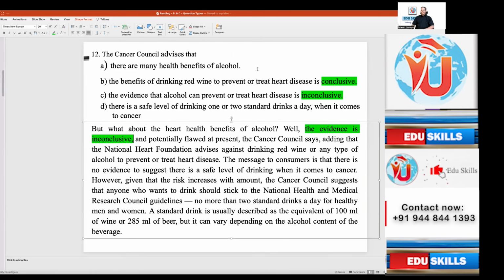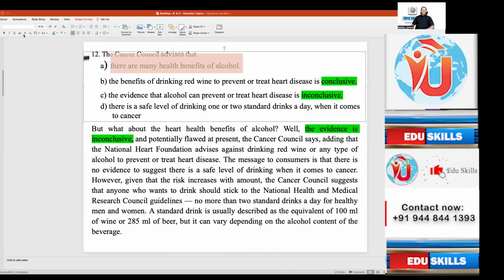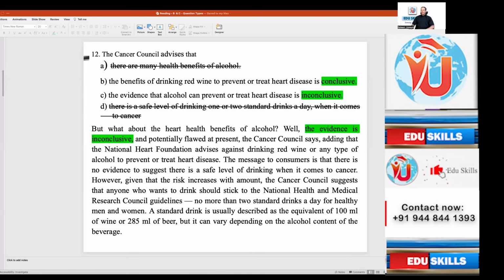Do you have the answer there? Yes, the evidence is inconclusive. Actually, that's again one more strategy. What is the strategy here? Focus on the topic sentence. As soon as you read the topic sentence, it clearly says the evidence is inconclusive. So here you have already eliminated 2 options with the elimination method. That is, when 2 are opposites, the other 2 are automatically eliminated. Now you have to look only for conclusive and inconclusive. So in the very first sentence, you have the answer: regarding the benefits of alcohol, the evidence is inconclusive.